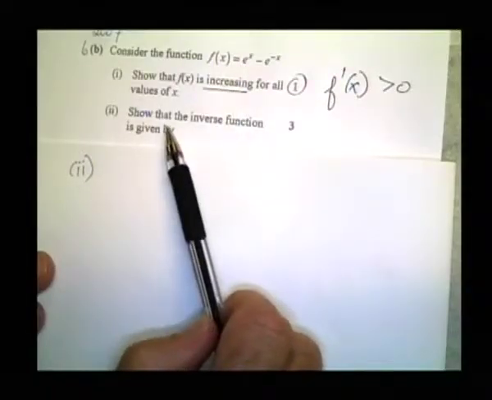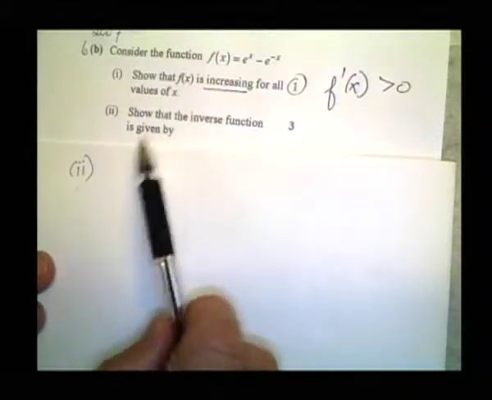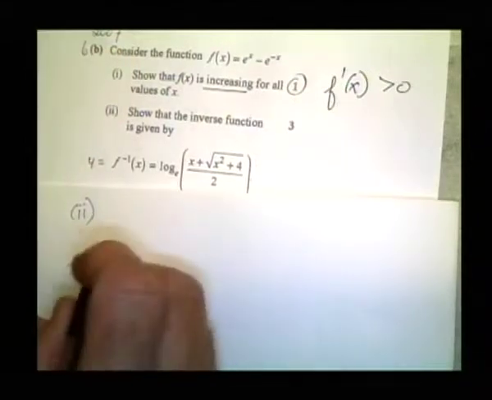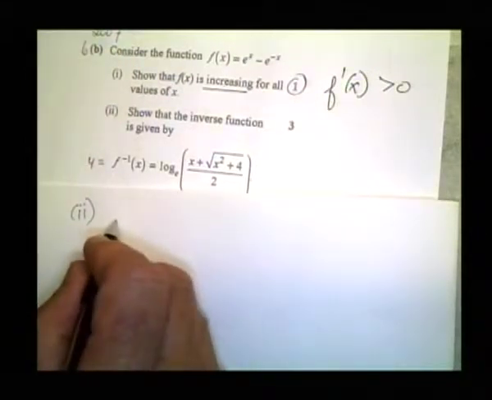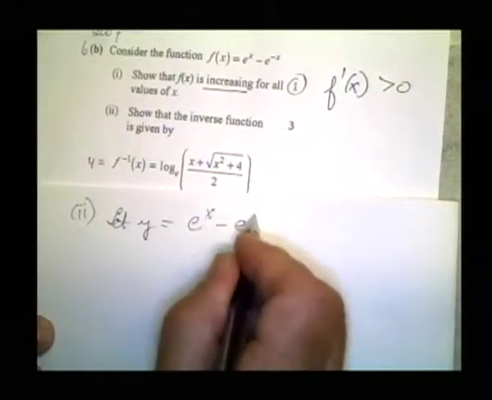The next thing, and that's why, you don't have to do anything to that curve at all, as such, that it will give an inverse function. Now the next thing, show the equation of the function is given by that. Now it's fairly easy to say, okay, let y equal e to the x minus e to the minus x.